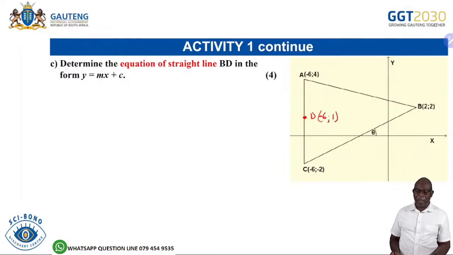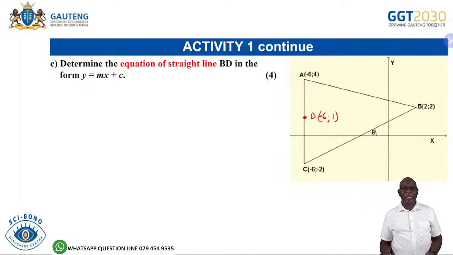Now the next question is asking us the equation of the straight line BD in the form y equals mx plus c. So already I have the coordinates of D. Can you see? And that's a nice thing about analytical geometry, that these questions are scaffolded. In other words, the answer that I got at B, I'm going to use it at C, because already the coordinates of D, I have them there, so I'm going to use them here.